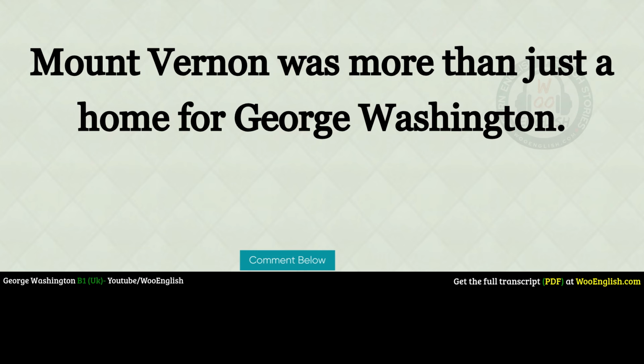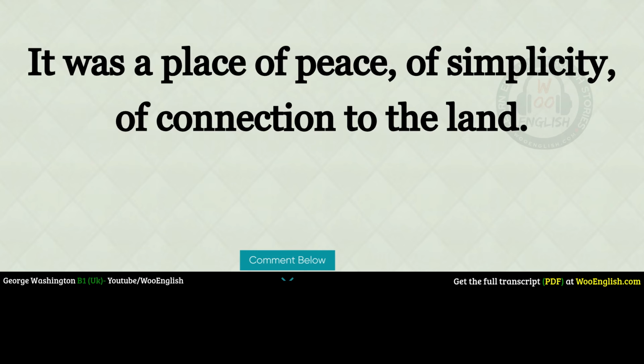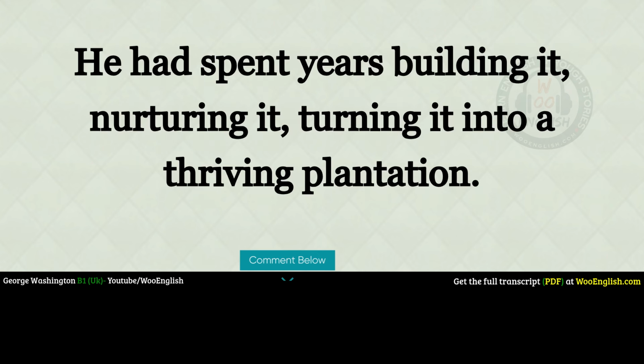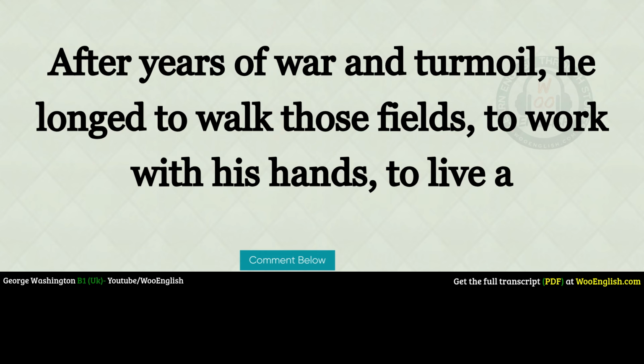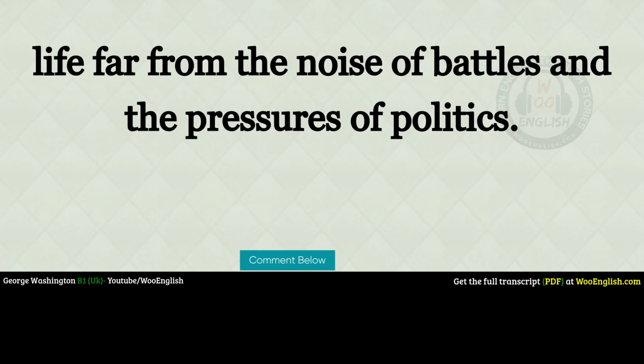Mount Vernon was more than just a home for George Washington. It was a place of peace, of simplicity, of connection to the land. He had spent years building it, nurturing it, turning it into a thriving plantation. The fields, the gardens, the Potomac River that flowed nearby, they called to him. After years of war and turmoil, he longed to walk those fields, to work with his hands, to live a life far from the noise of battles and the pressures of politics.